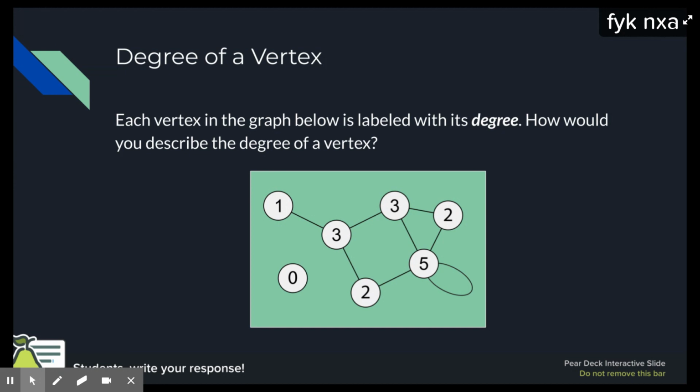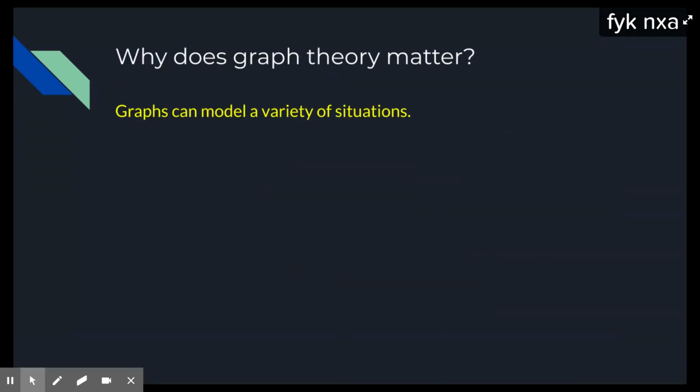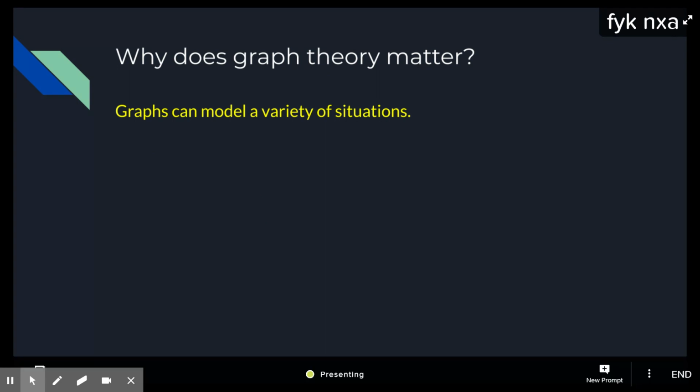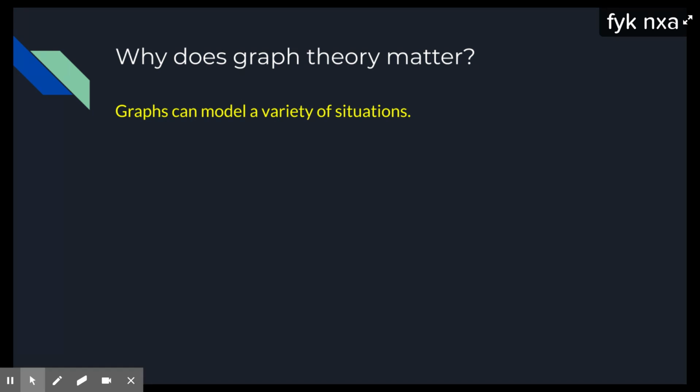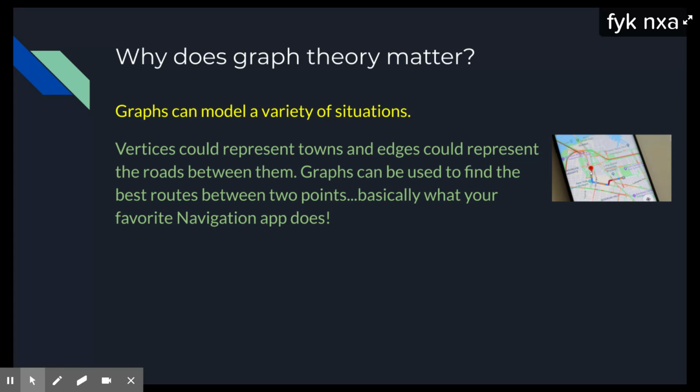All right, moving on. So obviously, why does this matter? Well, over the course of the next 6 weeks, we're going to be doing this unit, and we're going to try to model a variety of different situations. Your Google Maps, your Google Navigation, your Waze app, your Uber app. Somebody brought up Uber last period. These graphs can help represent maps so that they can figure out the best way between 2 points. And that's exactly what your navigation app does.